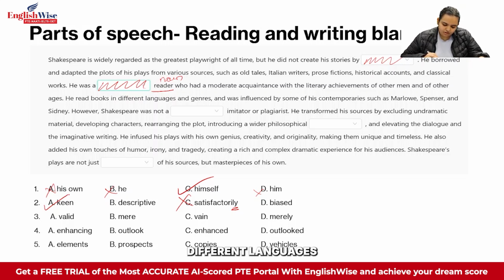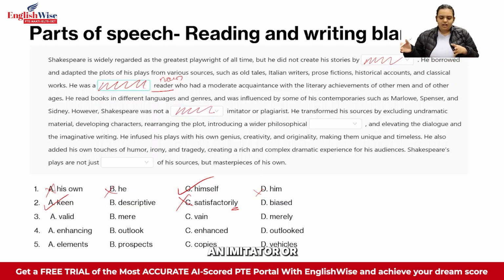He read books in different languages and genres and was influenced by some of his contemporaries such as Marlowe, Spencer and Sidney. However, Shakespeare was not a dash imitator or plagiarist. Let's read this sentence without this blank. Shakespeare was not an imitator or plagiarist. So again, this sentence makes sense without the blank. That means we need an adjective or an adverb.